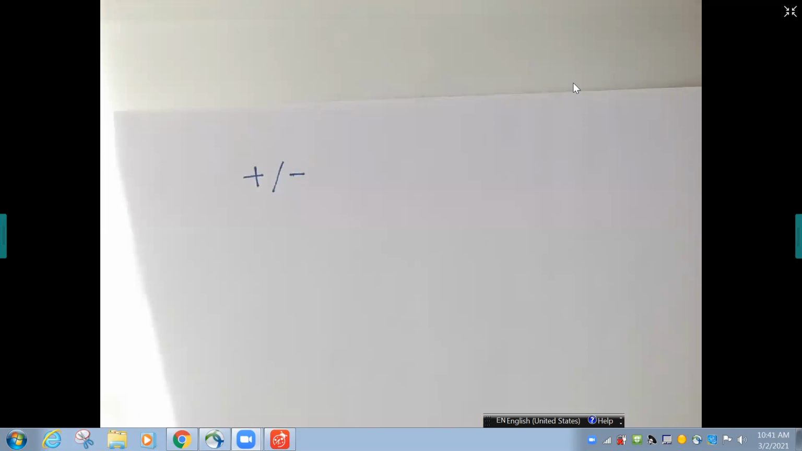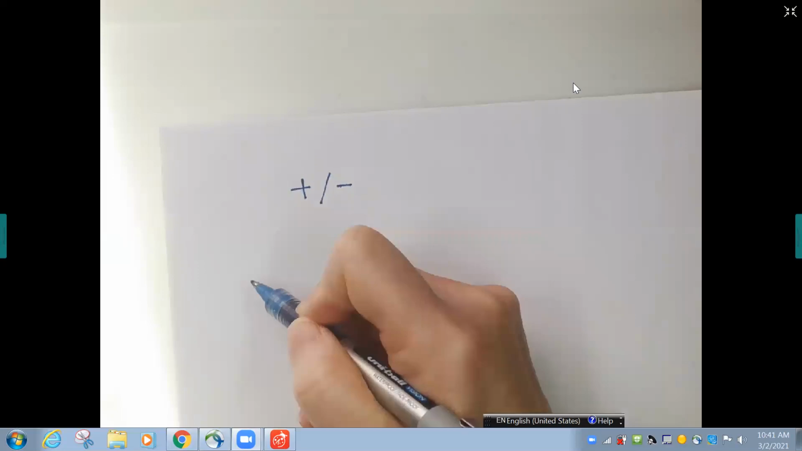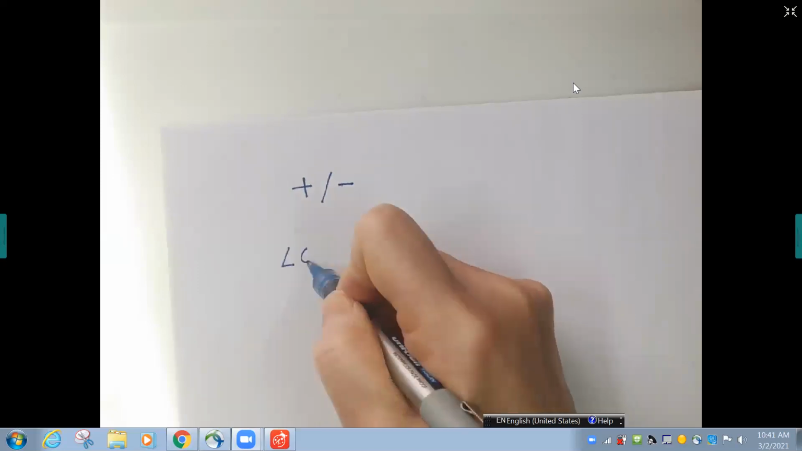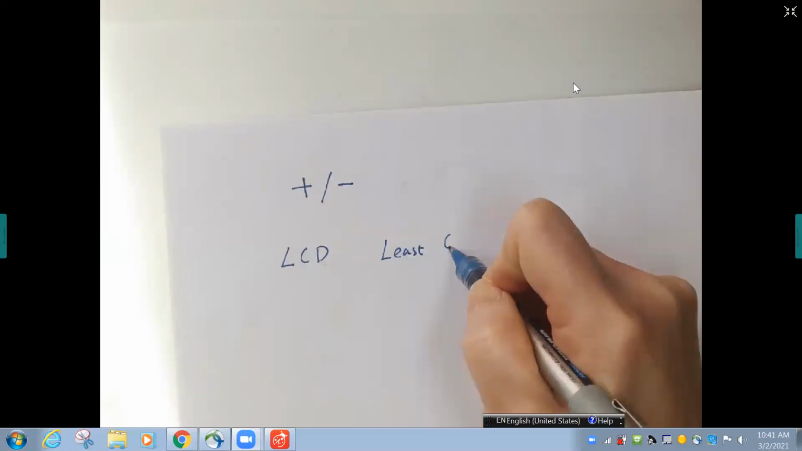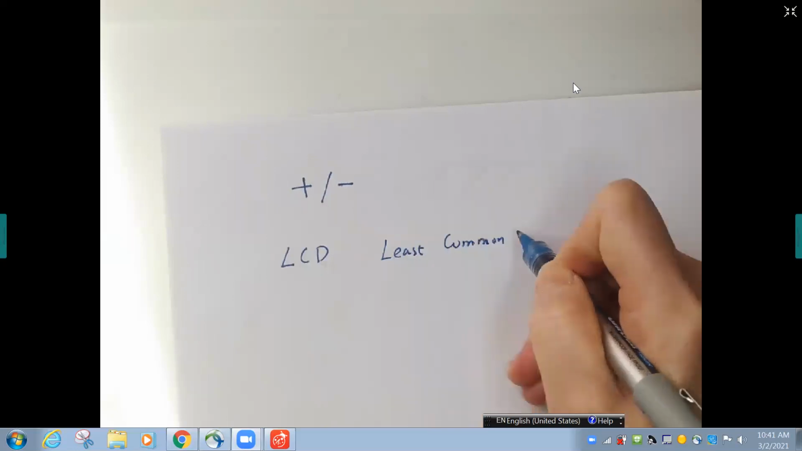So let's see. If we want to do the addition or subtraction of rational expressions, let's do one thing first. What is that? Try to look for the LCD, which is called the least common denominator.